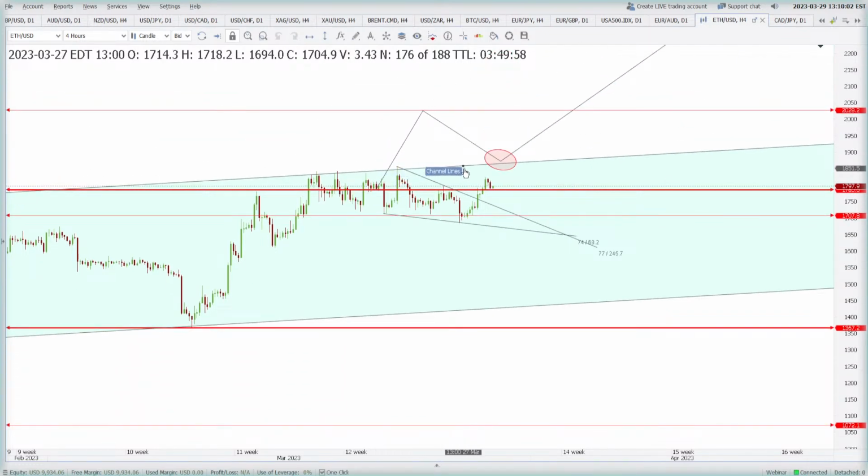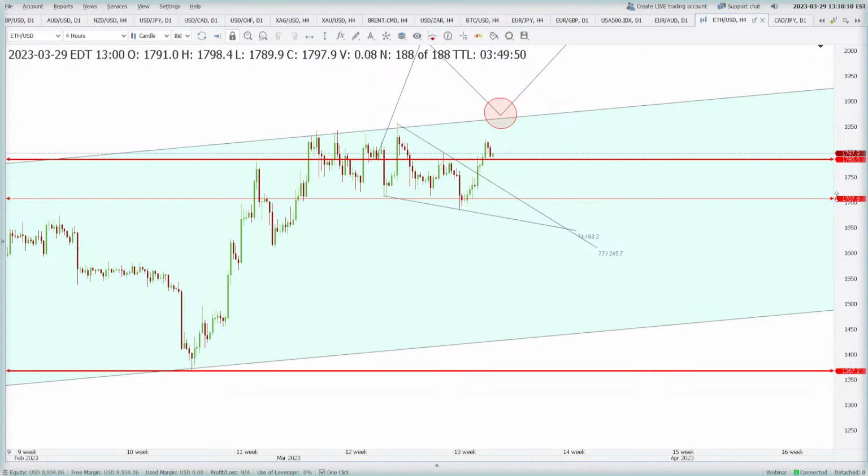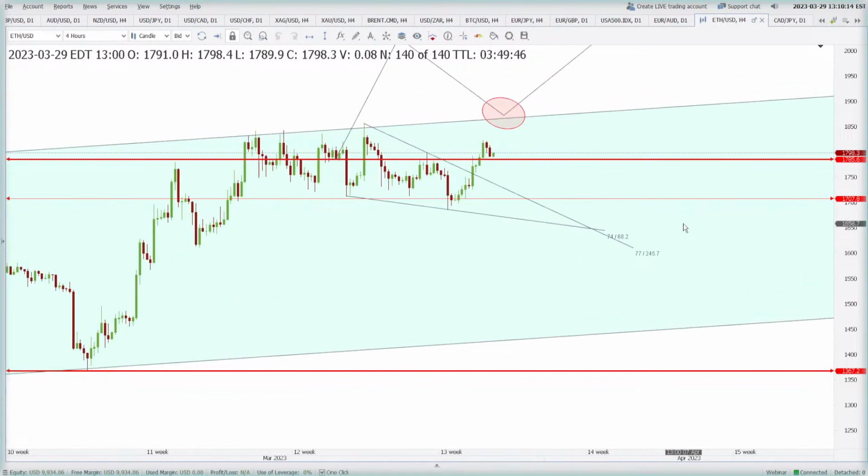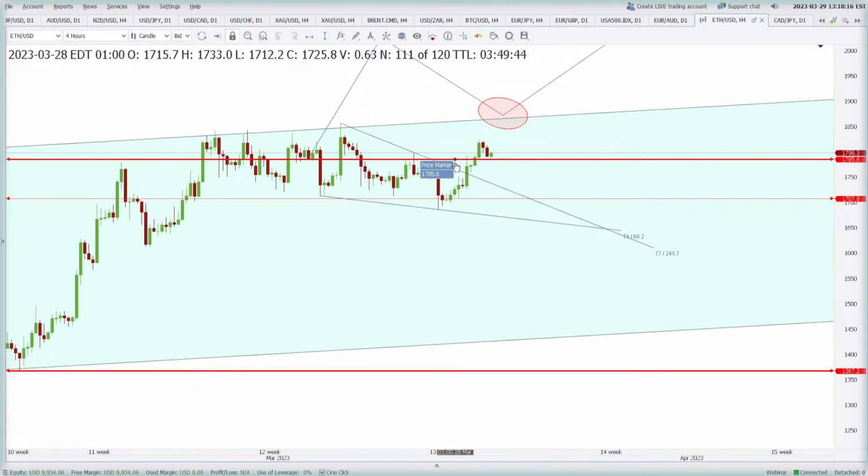And now this rising channel is continuously rising with time. We need a breakout from this so that Ethereum can rise freely, and the strength in Ethereum will be shown to the world only once it crosses higher than this channel's line. If it crosses higher, then it's fine.